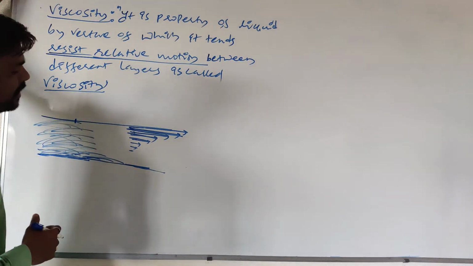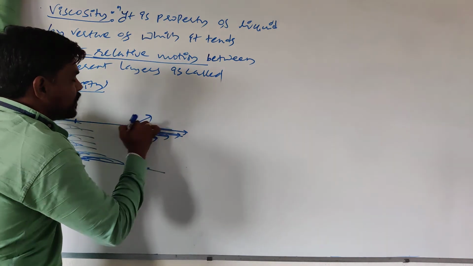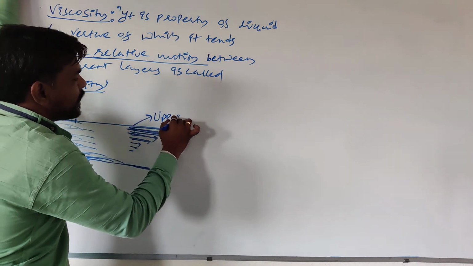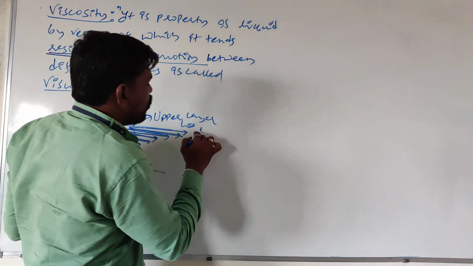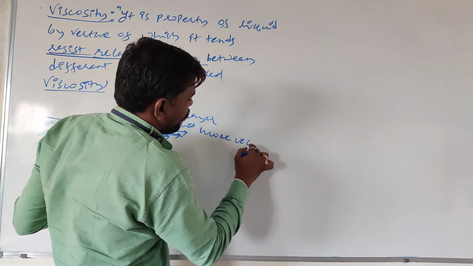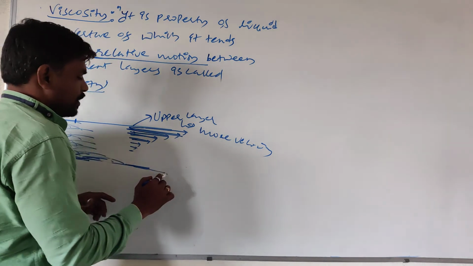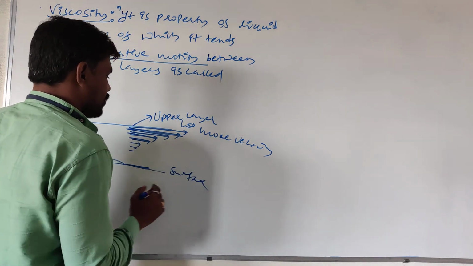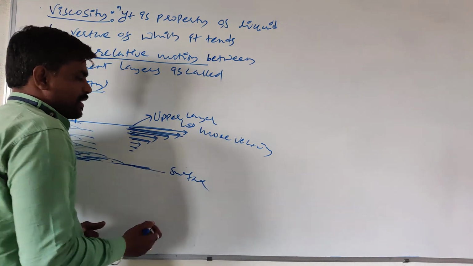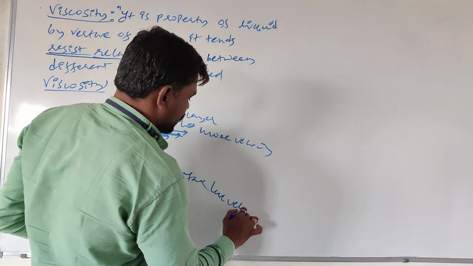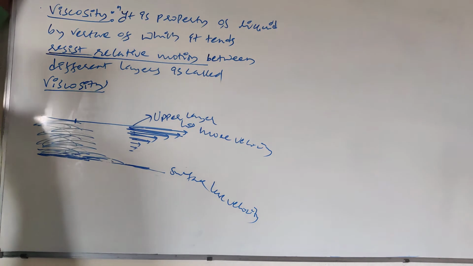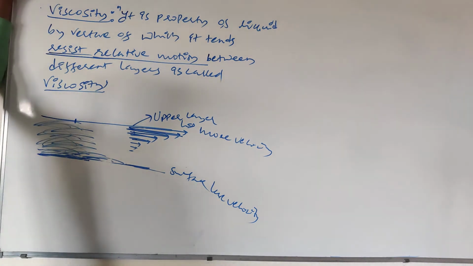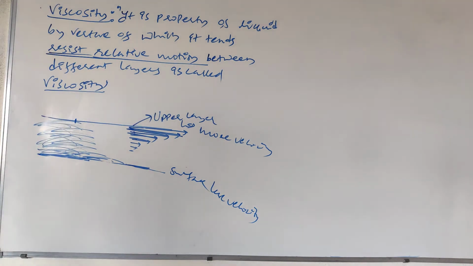So here in this case the upper layer has more velocity, right? The surface or bottom layer, the last layer, has less velocity. Very important, you should know this. So this property we call viscosity. You should know it.